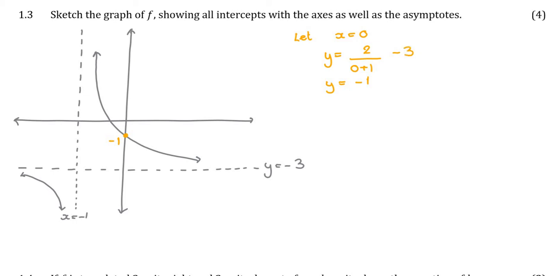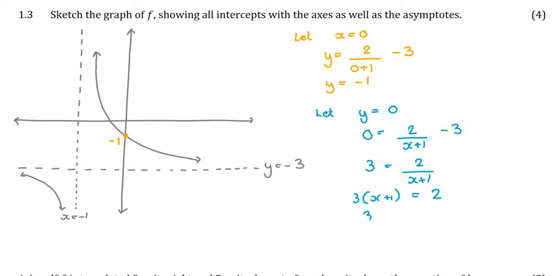Let me find my x-intercept. So I'm going to say let y be equal to 0. So 0 equals 2 over x plus 1 minus 3. So I'm going to put my 3 on the side. And then I'm going to multiply by x plus 1 on both sides. So it cancels on the right-hand side. And I get 3x plus 3 equals 2. 3x equals -1. X is equal to -1/3. So that over there is -1/3.